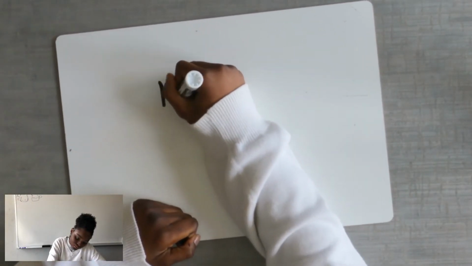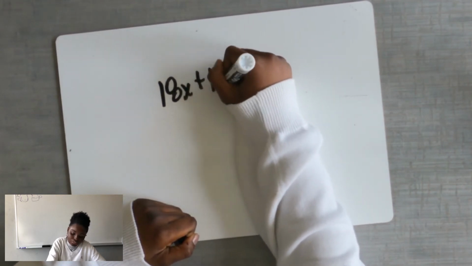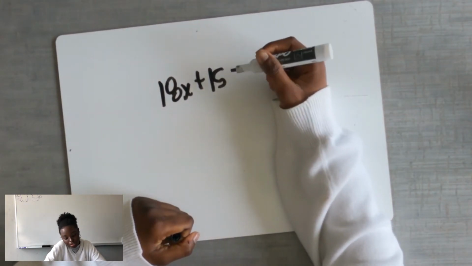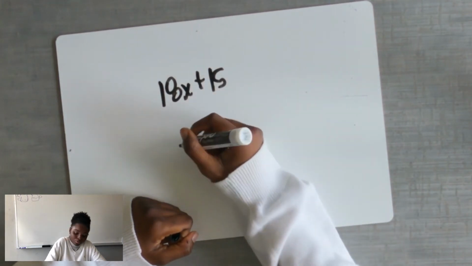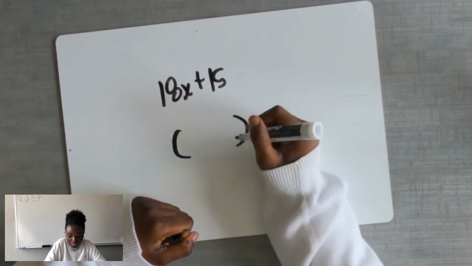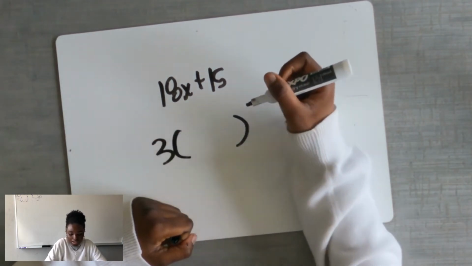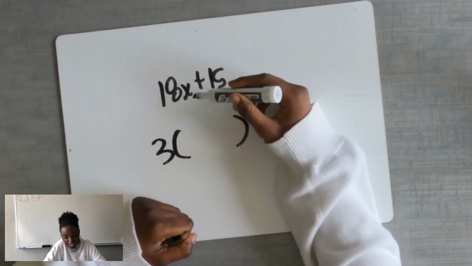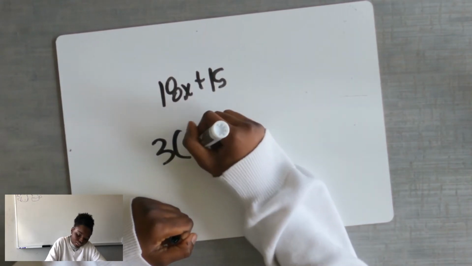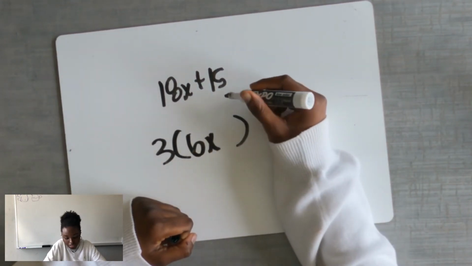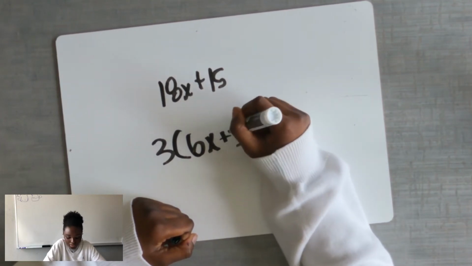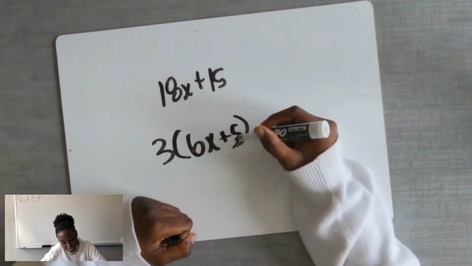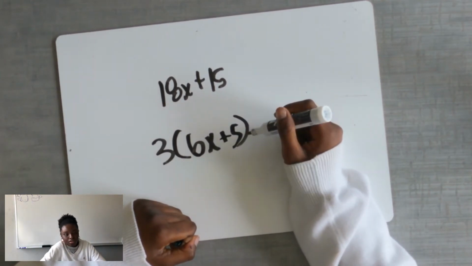Okay, let's write out the problem. 18x plus 15. Okay, so here we would want to take out the GCF of the two. In this case, it would be 3. So we would put parentheses, take the 3 out, and 6x would go into 18x 3 times, so we put that right here. And 15 would have 5, since 5 times 3 is 15. So your final answer would be 3 times 6x plus 5.